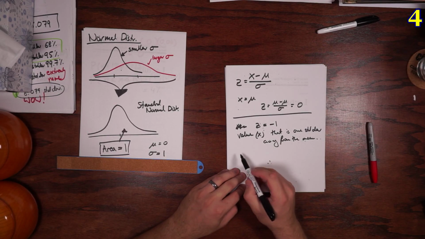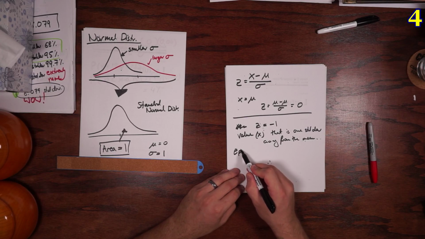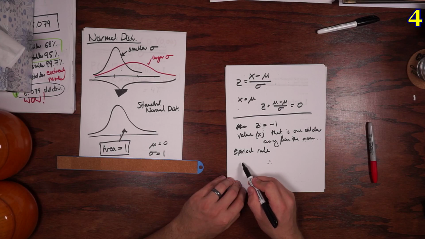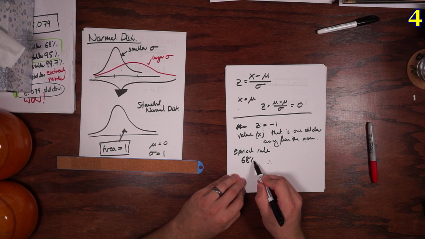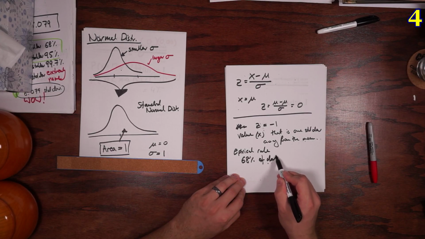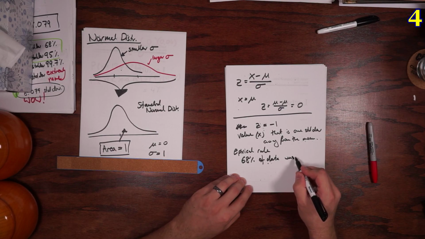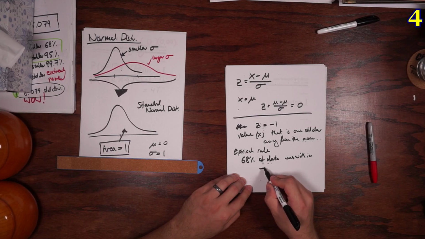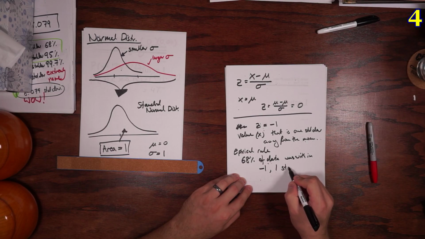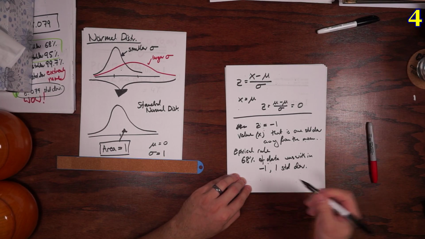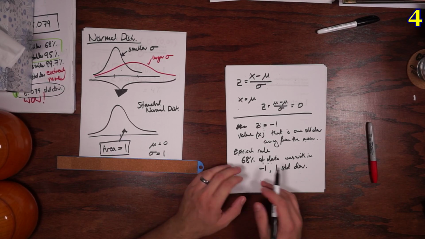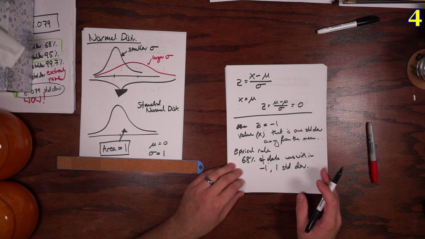Which means that, for example, the empirical rule that said that 68% of data was within -1 and 1 standard deviation. Well, that's z-scores between -1 and 1 account for the 68% of the data.